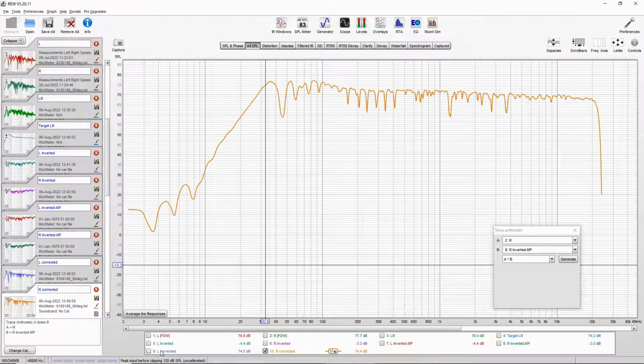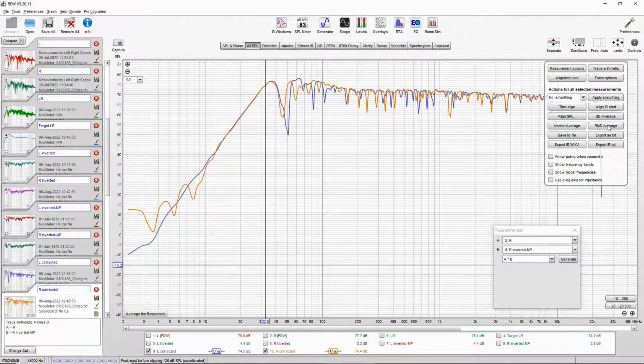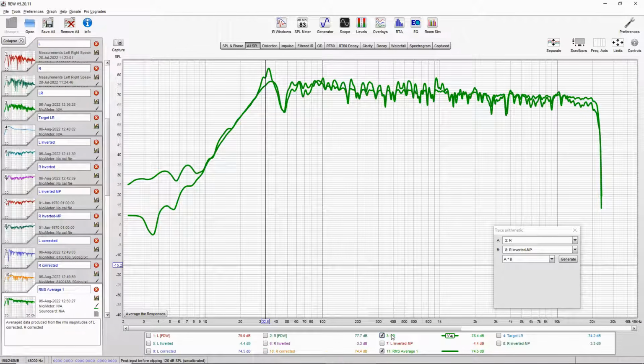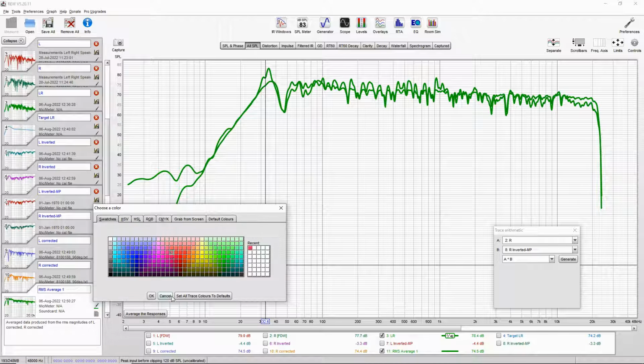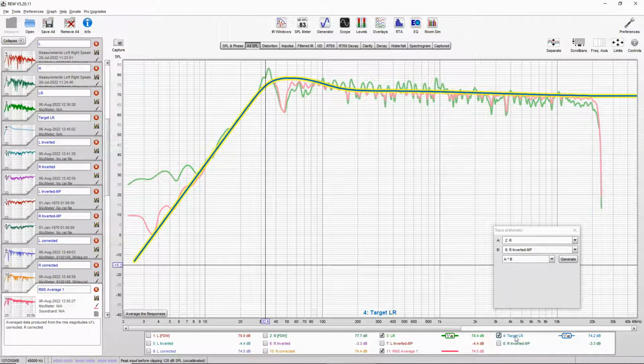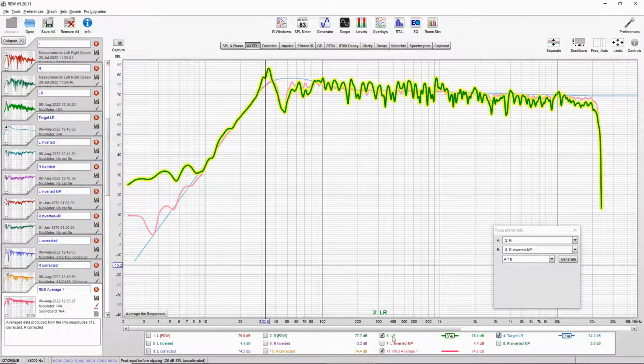If you now take the average of L and R corrected, RMS average, compare it with the original L and R, and they are both the same green color. This regularly happens with REW. Let's make one of them red. Okay, it turned out to be pink. This is the target curve, perfect curve, and the green response is the original response of our speakers, and this is how it will sound after correction. As you see, we got rid of all the peaks throughout the curve.